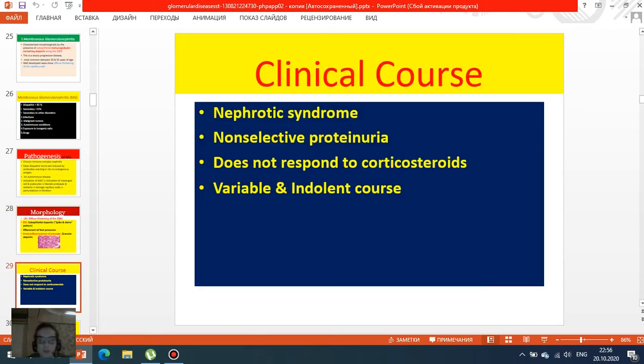Clinical manifestation of membranous glomerulonephritis: it is characterized by nephrotic syndrome, non-selective proteinuria, does not respond to corticosteroids, and has a variable and indolent course.